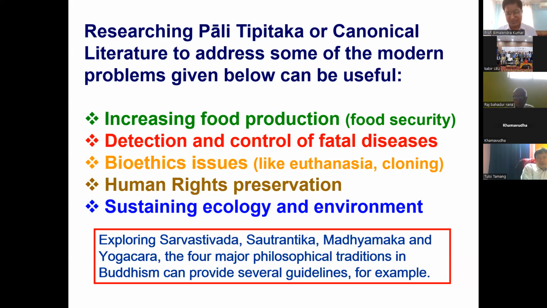So here there are some of the things related with that: increasing food production, food security, detection and control of fatal diseases. It is one of the prime causes of the decline of economy in the state or the country. So how we can control the crops, as well as human beings are also affected by fatal diseases like corona and epidemics we are having. So how these can be removed by the researches based upon the texts available in our Buddhist literature. So we have to make a study.